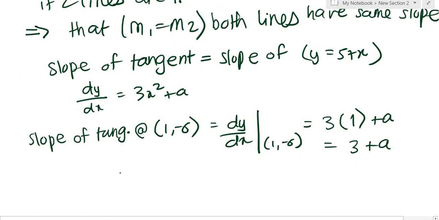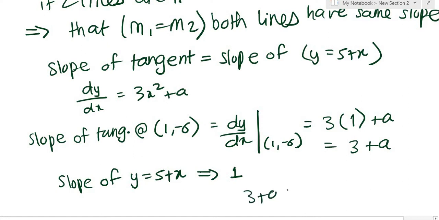Now this should be equal to the slope of the line. So the slope of y equals 5 plus x is 1, because this is of the form y equals mx plus c and m is 1. Or you can just take the derivative and you'll get 1 in any case. So the slope of this line is 1. So basically that's to say that 3 plus a is equal to 1, because that's what we said earlier. So a shall be negative 2.